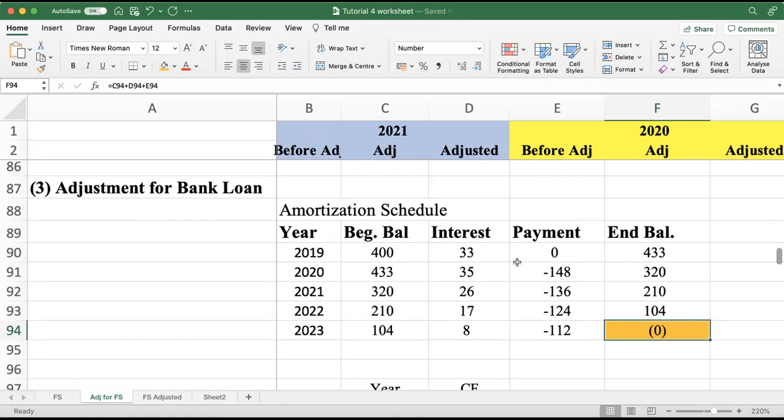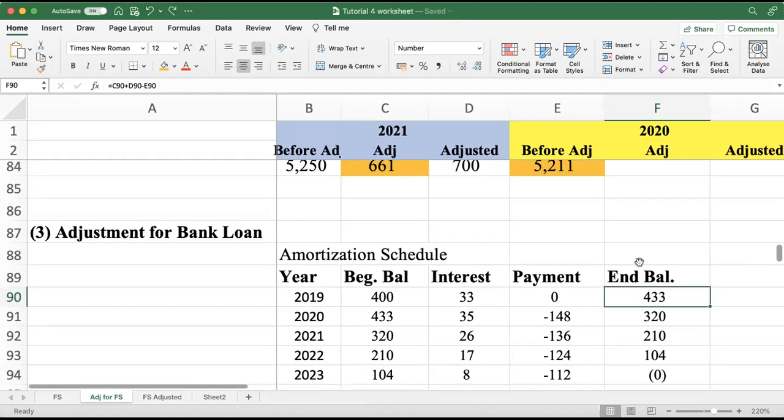Right. Now using this amortization schedule, we can record the loan payments. We can record this bank loan. So the 2019 end balance should be 433. The 2019 loan balance should be 433.